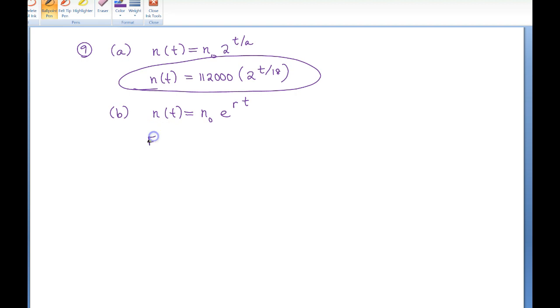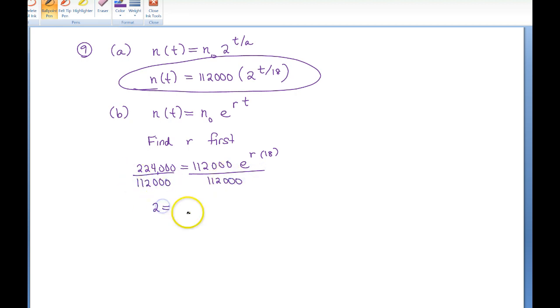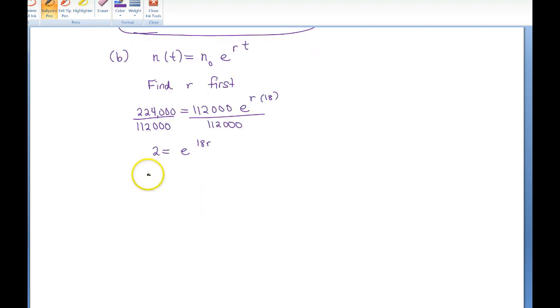And so first we need to find R. So if it's going to double, so think, 224,000 would double it. You'll notice in a minute it really doesn't make that much of a difference what we have. And it says it takes 18 years to double. So when I divide both sides by 112,000, I'm going to get 2. So no matter what, when I double, it's going to be 2. If I triple, it would be 3.